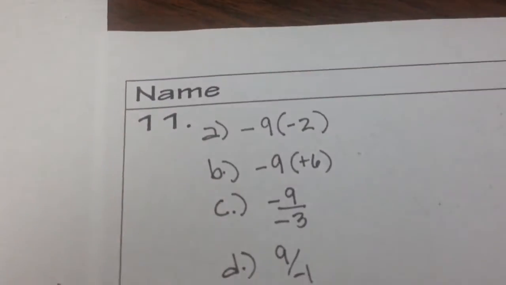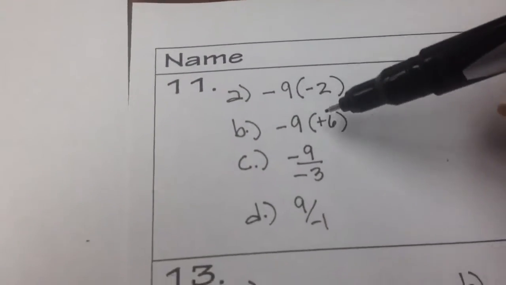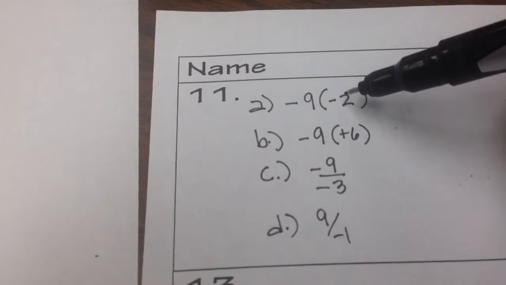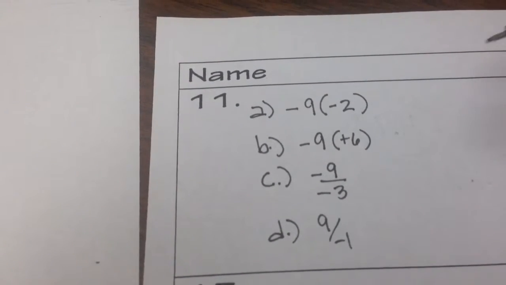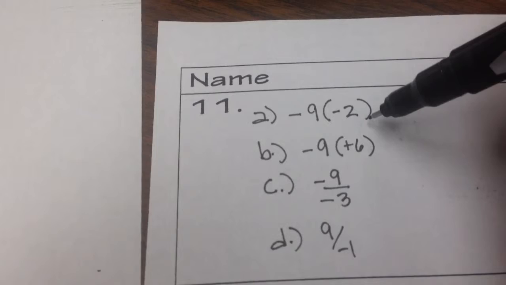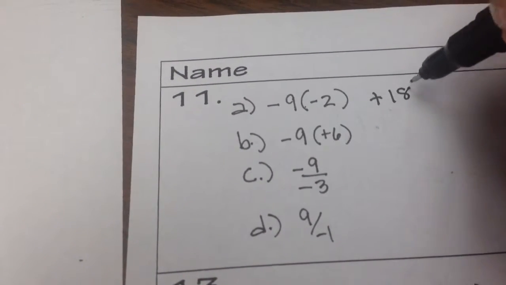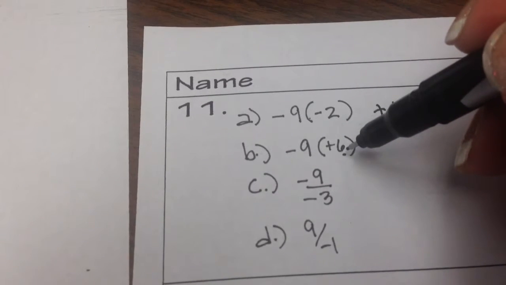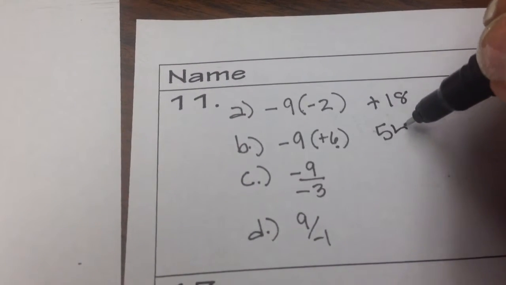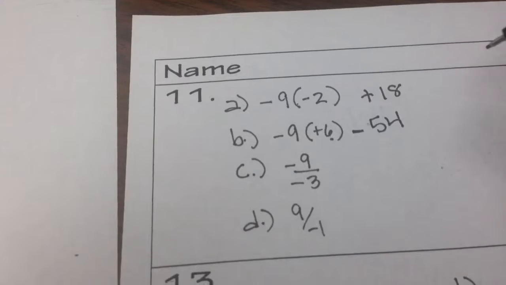All right, number 11. We have these negative and positive problems. Remember, if they share a sign, it's positive. If they're different signs, it's negative. So 9 times 2 is 18, and because they share a sign, it's going to be a positive 18. 9 times 6 is 54, but they do not share a sign, so it's going to be negative.